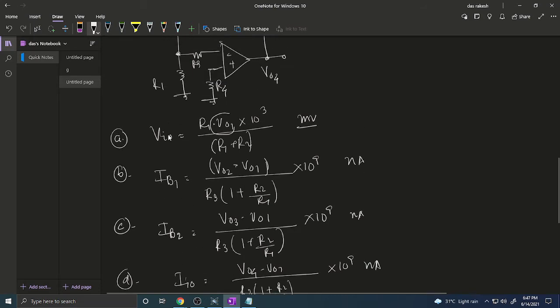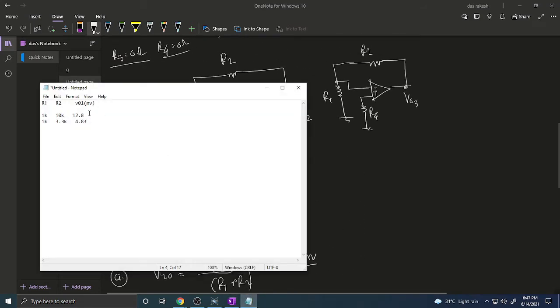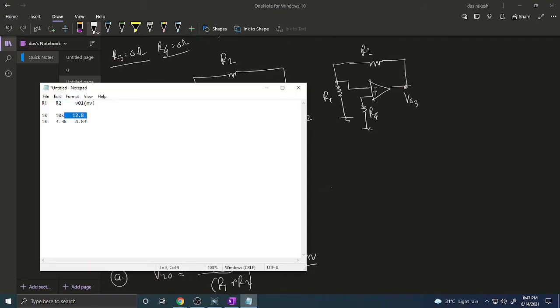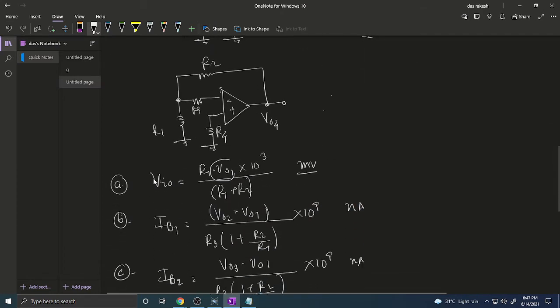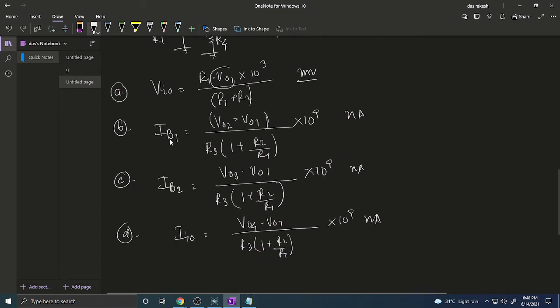For V01, the first value is from this table. From this table, for the first value we get the first Vi0. Now for the second value we get the second Vi0. Say for example you take 10 different values for Vi0, and then after getting them you average these values to get the final Vi0, and the same for IB1, IB2 and II0 respectively.